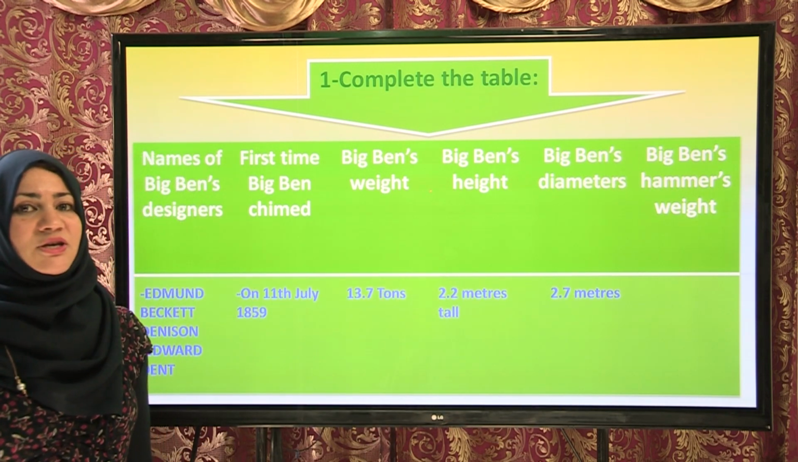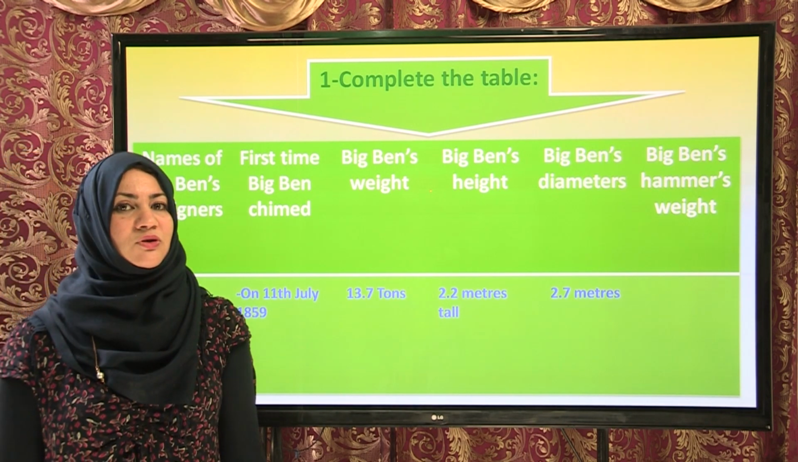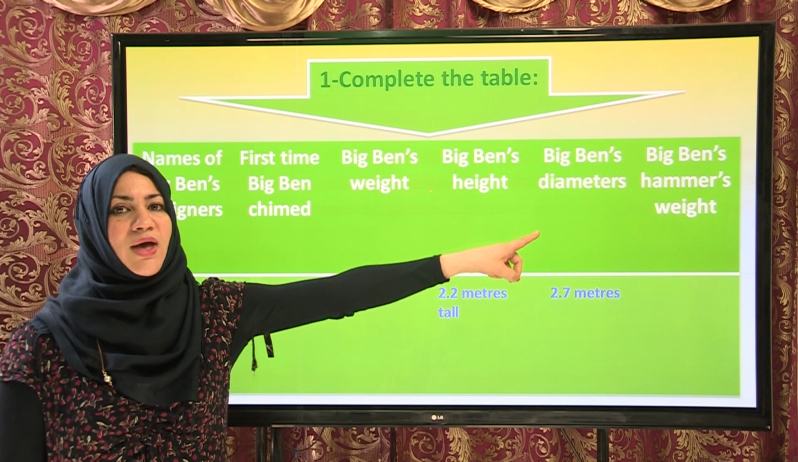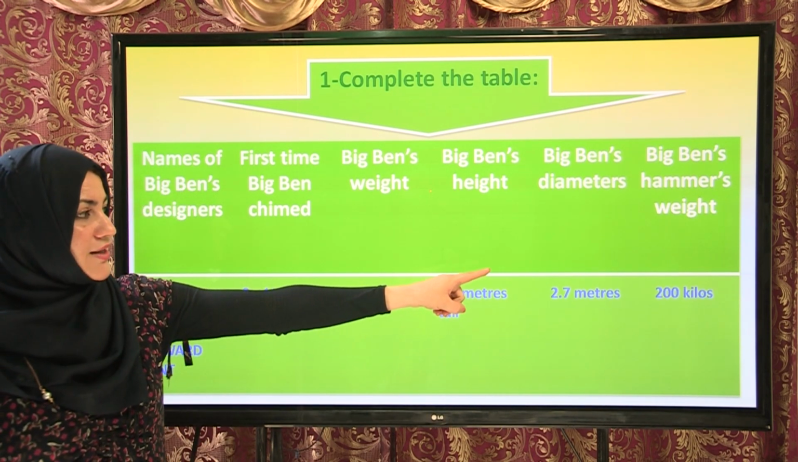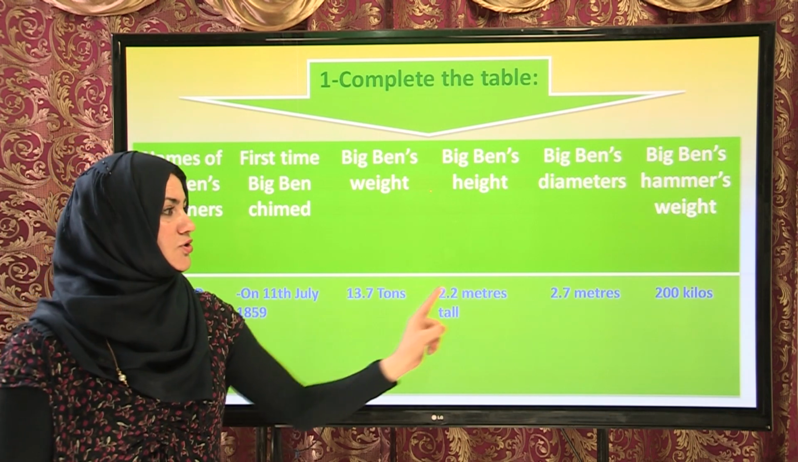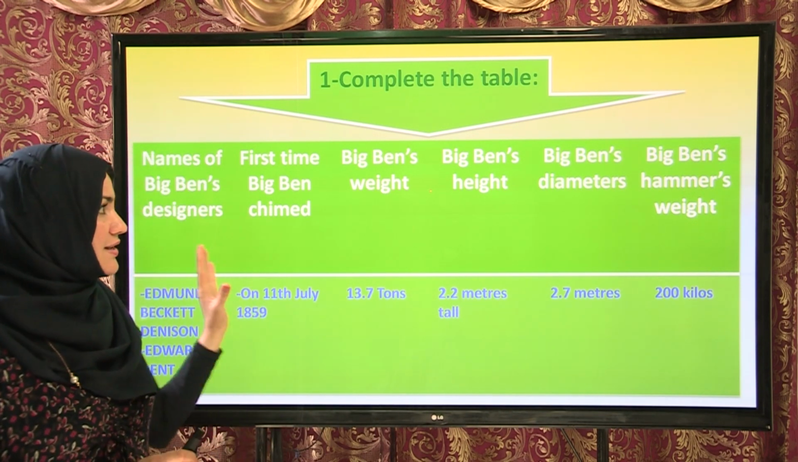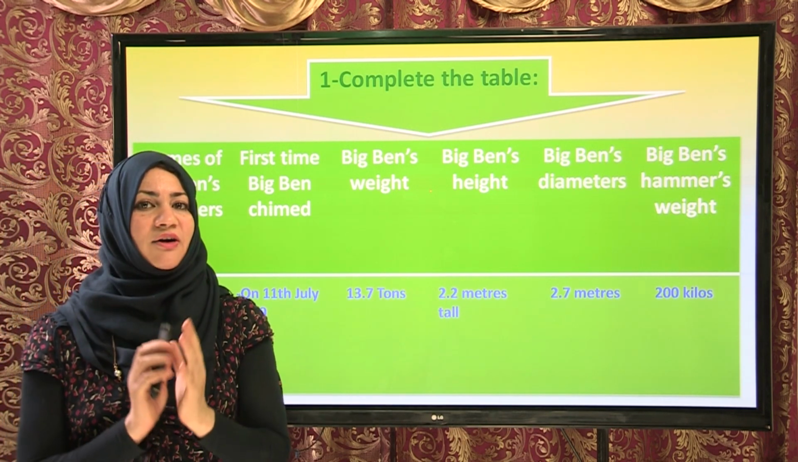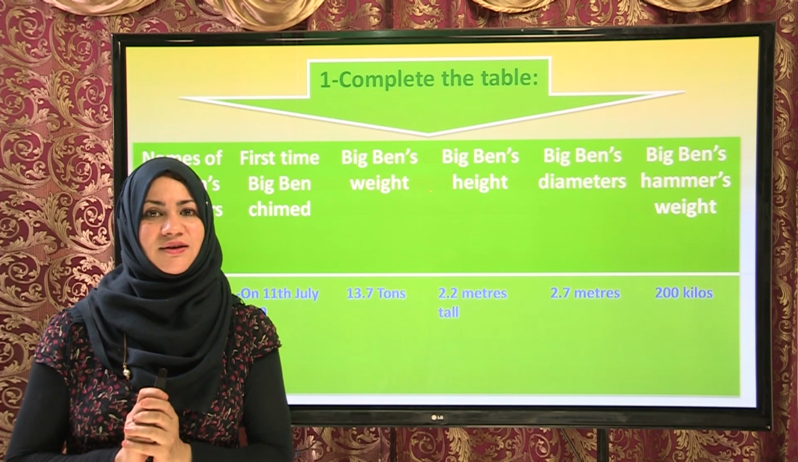The last information about Big Ben, we talk about the hammer. What do you think about the hammer's weight? Yes, excellent. We have 200 kilos. So, of course, from this brief information, we have formed a short paragraph like the previous text.